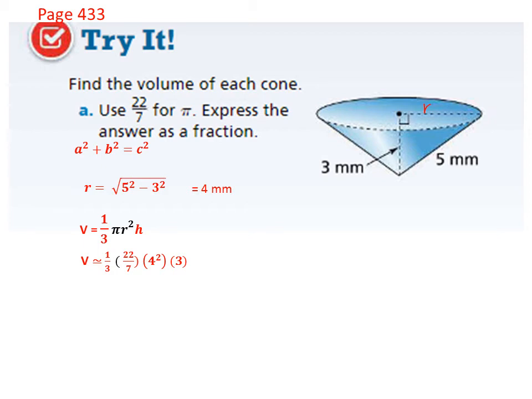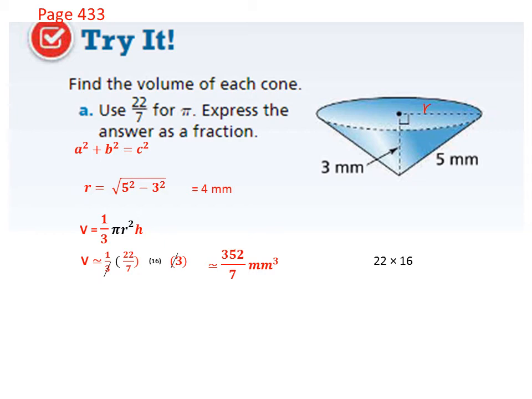Now, we can divide by 3 to simplify. Before dividing, we can find what's 4 squared. What 4 squared, of course, it's 16. Now, we can divide by 3 to simplify this expression. So the answer is 22 times 16 divided by 7. Multiply 22 times 16. Yes, the answer is 352 divided by 7. This is the answer as a fraction. So 352 over 7 cubic millimeters.